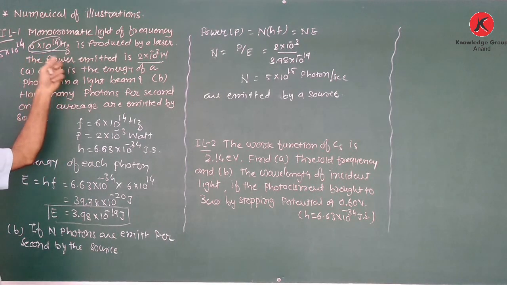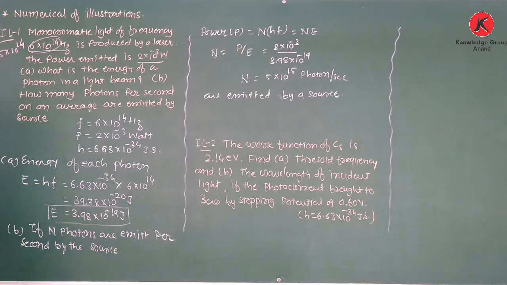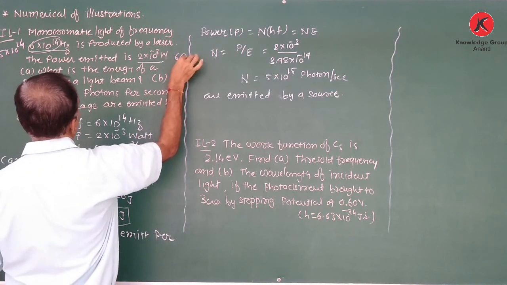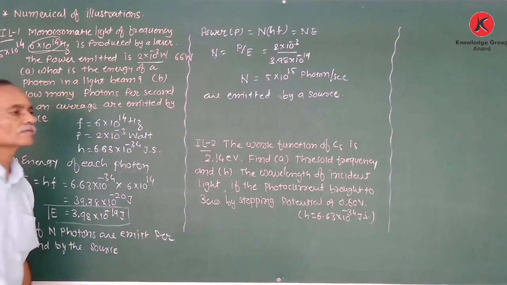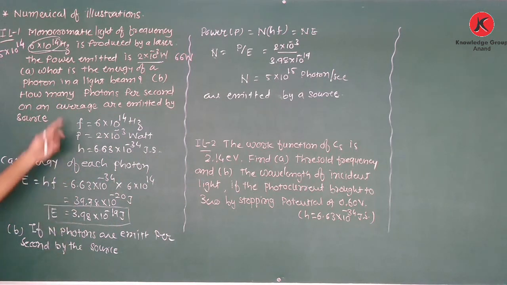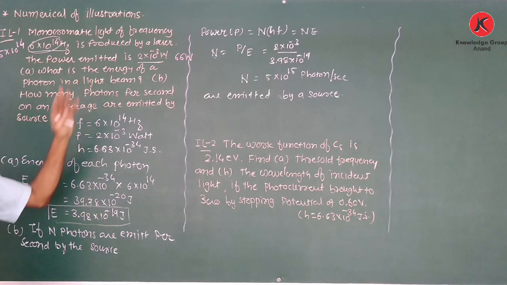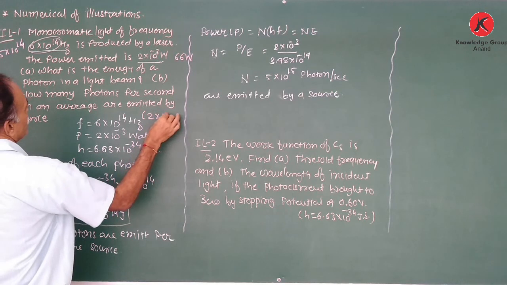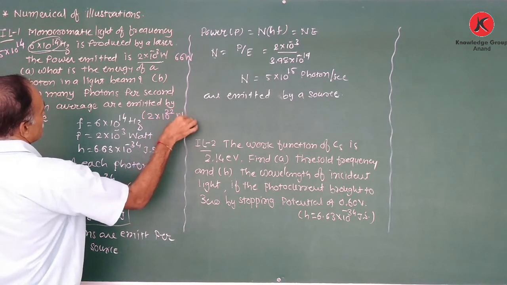And the power emitted is, instead of 2 into 10 to the power minus 3 watt, suppose 66 watt. Find the number of photons emitted by the source per second. So you have to calculate yourself. The answer is 2 into 10 to the power 22 photons per second.